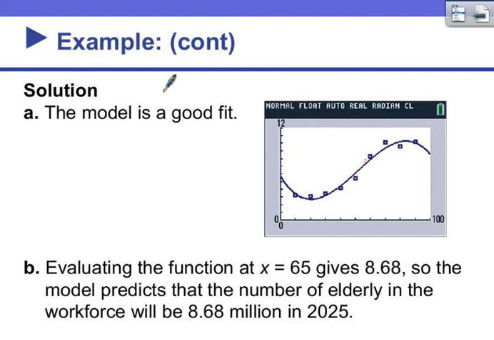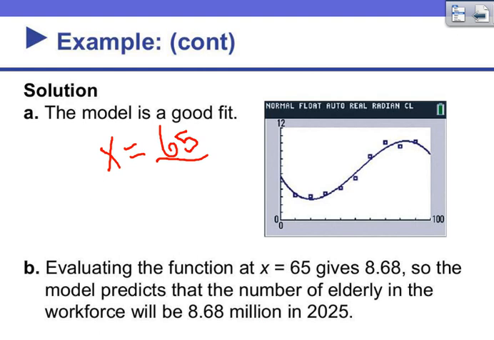So you go to second trace, which is the calculate button, and go to number 1, the value, and it should say x equals, and you get to type 65, and then it will spit out the answer to you. So the y value is 8.68 when you do that. What does that tell me? It tells me 65 years later, which is in the year 2025, there are 8.68 million elderly workers in the workforce.